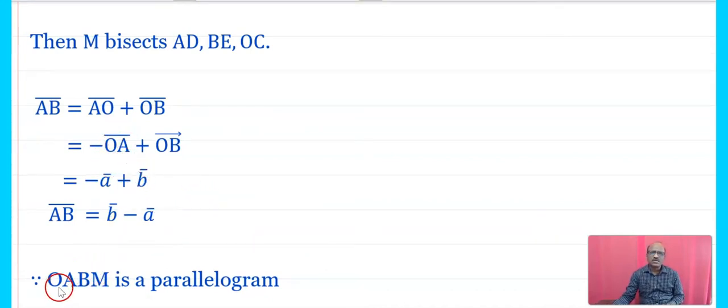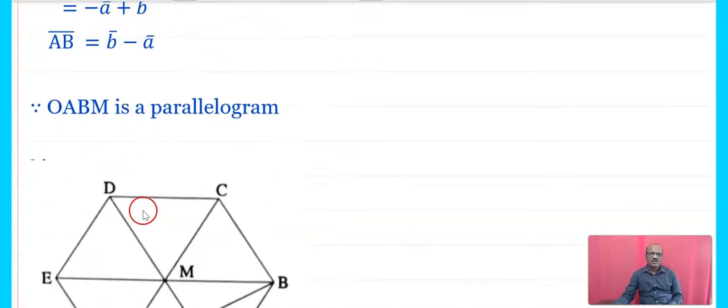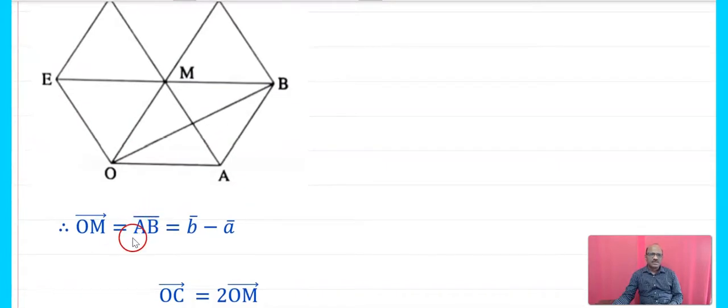Next, OABM is a parallelogram. This is a parallelogram. We know AB bar means b bar minus a bar. And therefore AB bar is equal to b bar minus a bar, and that is nothing but OM bar because they are the sides of the parallelogram.